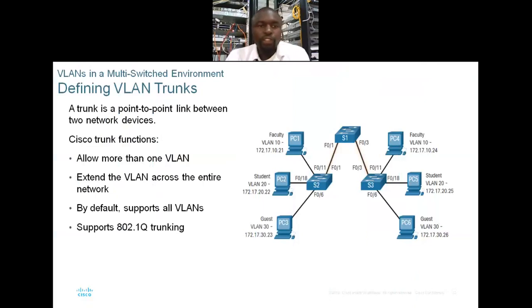So a trunk is a point-to-point link between two network devices. The trunk allows more than one VLAN and extends the VLAN across the entire network. By default, it supports all VLANs except the 802.1 trunking VLAN. Now, what is it that we need to know specifically here?